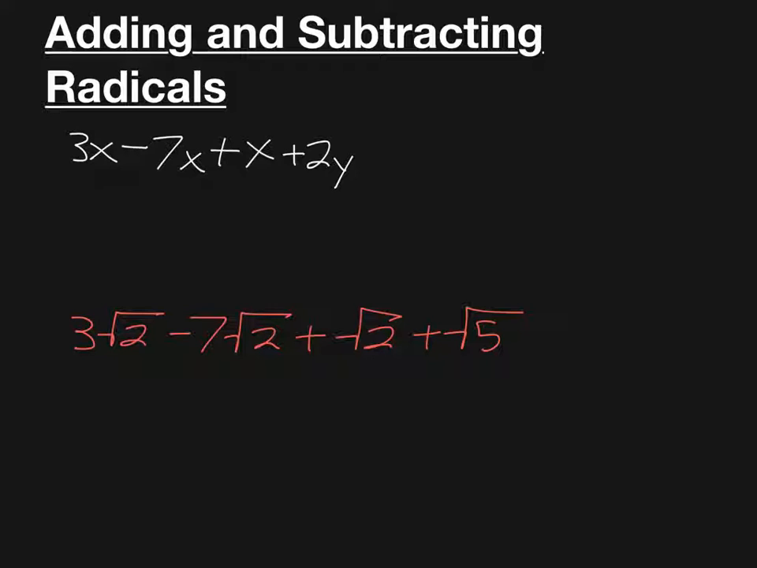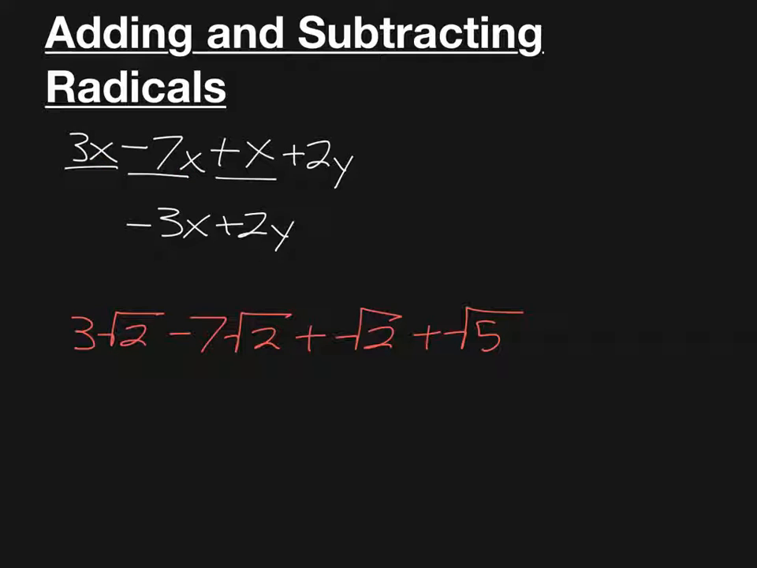For instance, in my first example here, I have 3x minus 7x plus x plus 2y. I have like terms with these three right here that I can combine. I can do 3x minus 7x plus 1x. 3 minus 7 is negative 4, plus 1 is negative 3. So I end up having negative 3x plus 2y. And we can't do anything with this 2y here because it doesn't have the same variable as these x terms do.